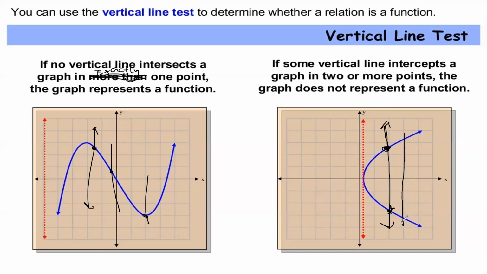As for the second figure, if we put a line here, it passes through 2 points, intersect. Therefore, this graph does not represent a function. Okay. Next.